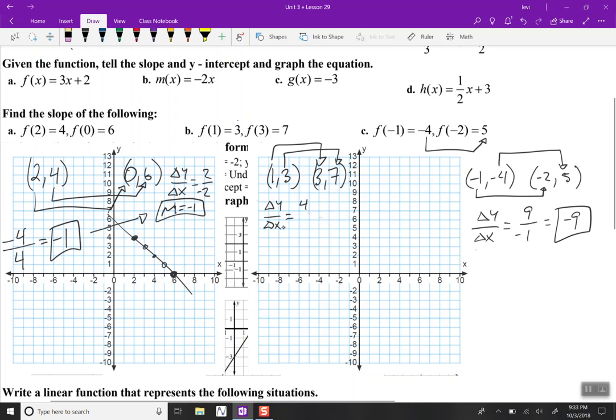We could graph that. Our points were (-1, -4) and (-2, 5). And remember, we're always thinking about slope as moving from left to right like we read. And this will count off 1, 2, 3, 4, 5, 6, 7, 8, 9 over 1, negative 9.